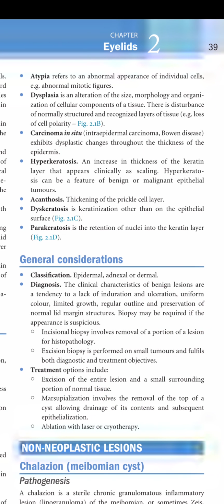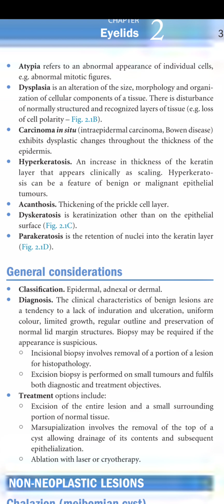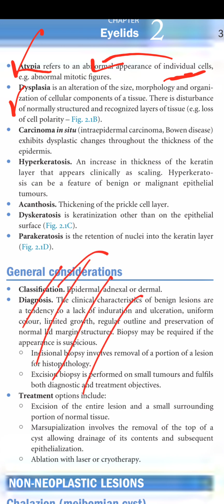Atypia refers to the abnormal appearance of the individual cells, for example, abnormal mitotic figures. Dysplasia is an alteration of the size, morphology, and organization of the cellular component of a tissue. There is a disturbance of the normal structure and recognized layers of the tissue, with loss of cell polarity. So the difference between atypia and dysplasia is that atypia refers strictly to cells. Whenever there is an abnormal appearance of a single cell, it is known as atypia. And dysplasia is when the different layers are affected and there is an alteration in the size and morphology of the components.